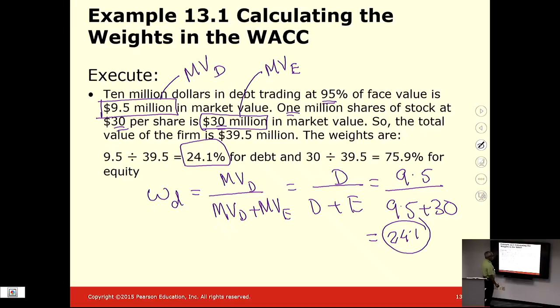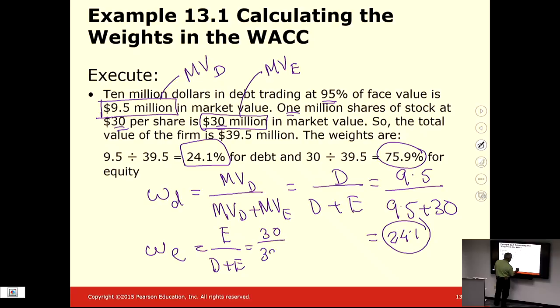So that's 24.1%. And this number, the weight of equity, there are two ways I can do it. One is just to follow this one, which is equity divided by debt plus equity, which is going to be 30 divided by 39.5, and you get 75.9. That's one way to do it.